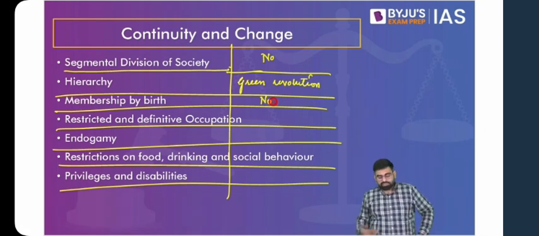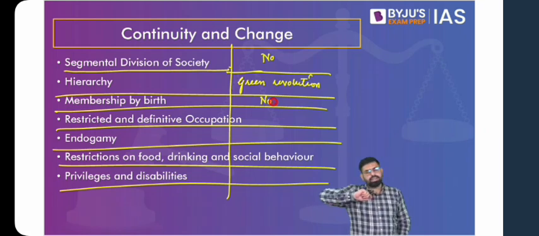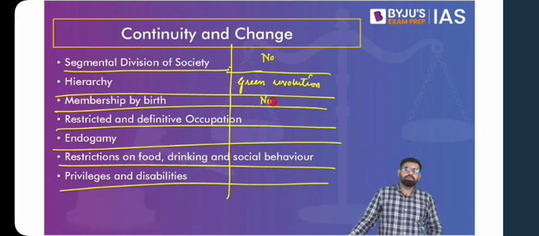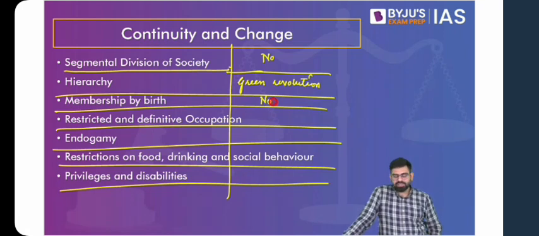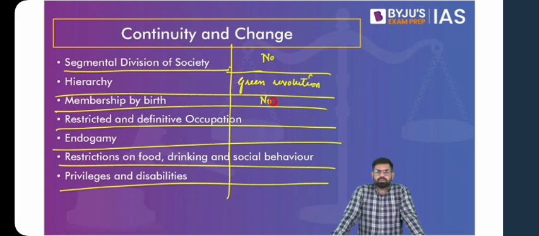Now we talk about restricted and definitive occupation. The thing is, yes, it has changed, because take the idea from your Indian Constitution, that everyone has the right to get involved in any kind of occupation that you want, as long as you are eligible for it. Because you cannot say that I want to become a civil servant without going through the examination. So you have to be eligible. But yes, everyone is free to take up any occupation that they want. So the idea of restricted and definitive occupation has changed. Now, everyone is free to choose their occupation.